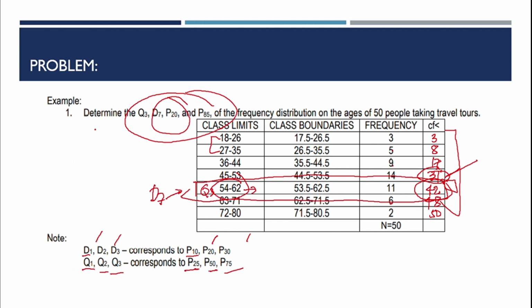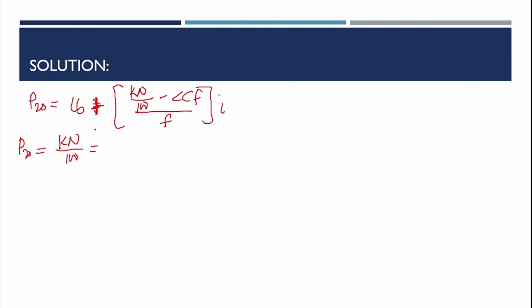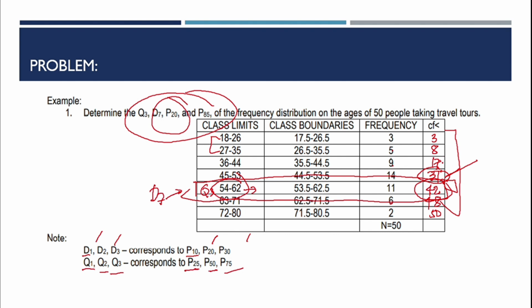First, the problem P20. Our Kn is equal to 20 times, what is our N? Our N is 50 over 100. We're going to solve 20 times 50, 1000 divided by 100, we have 10. So we're going to locate here 10. So we are going to have this one, RP20. In this part, this is RP20, which is 17 in the less than cumulative frequency, not 8.